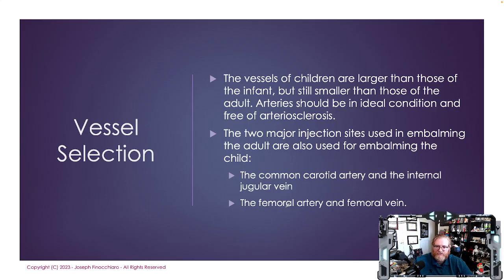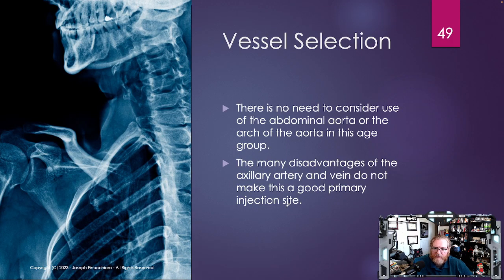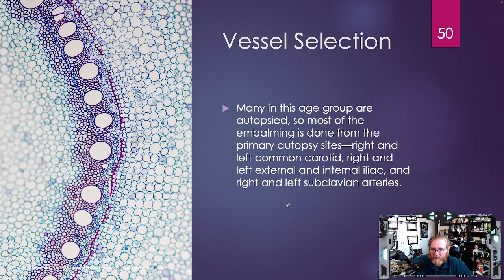The two major injection sites used in embalming the adult are also used for embalming the child, common carotid and the iliofemorals. There is no need to consider use of the abdominal aorta or the arch of the aorta in a children age group. The many disadvantages of the axillary artery and vein do not make this a good primary injection site. So while most things apply normally, you really don't want to be hunting around in the axillary area because it is too much of a problem. It's just the truth of it.